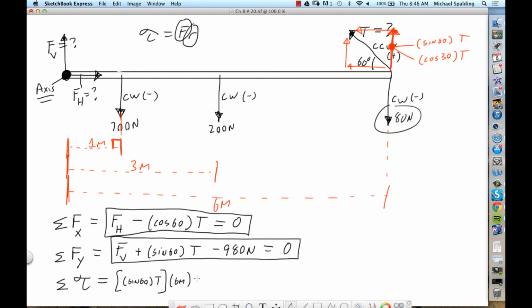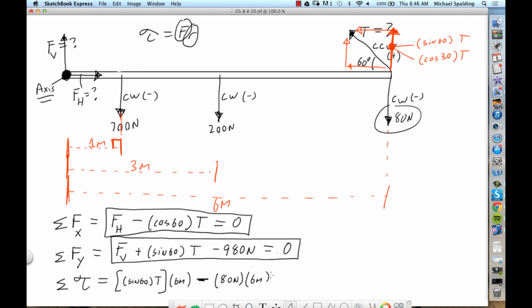All right. Now, let's go to the 80. This is easy. Minus. Why is he minus? Because we said clockwise is minus. Okay, so again, force is 80 newtons. What's the distance for the 80 newtons? 6. Right? From the axis, that's 6 meters. Perpendicular.